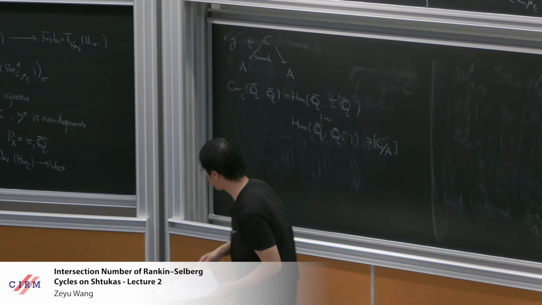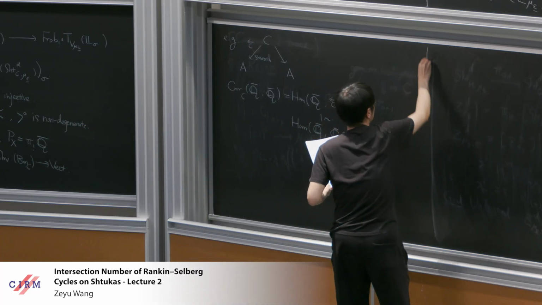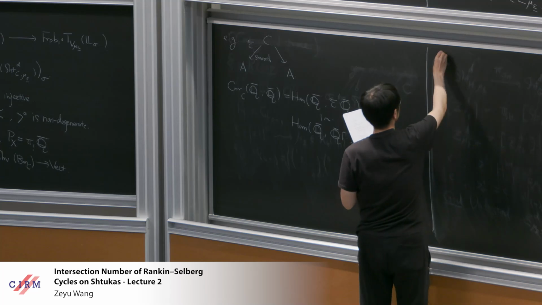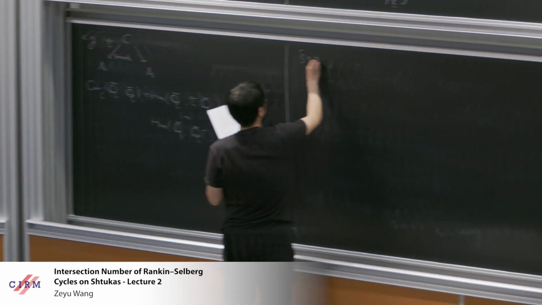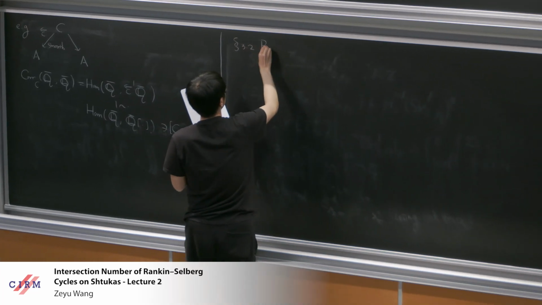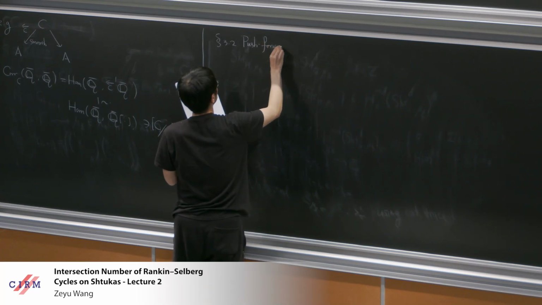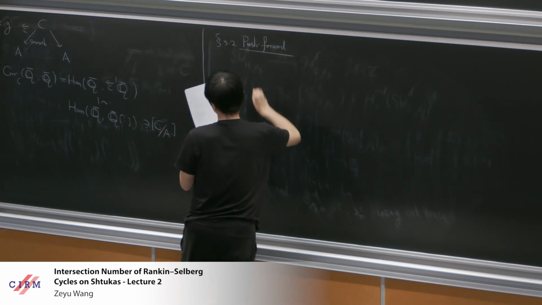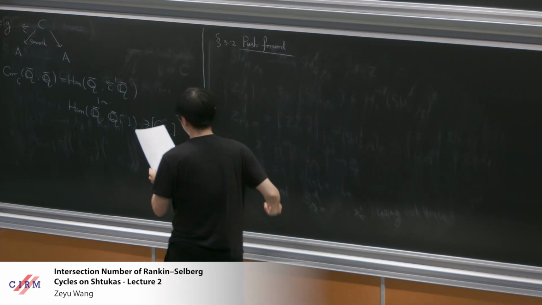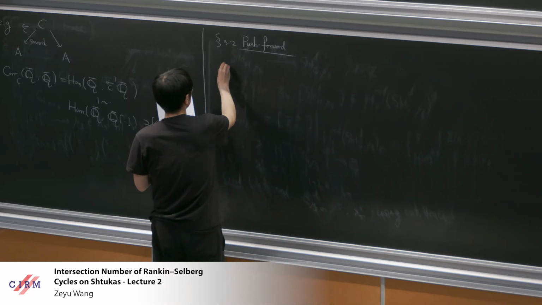And for that purpose, I want to write... The pure sheaf is a push forward of the constant sheaf. So I want to say that there's a push forward functoriality of cohomological correspondence. So the setup is the following.